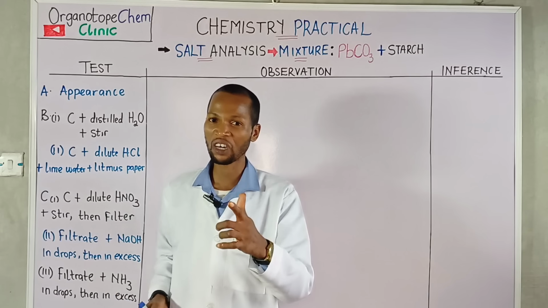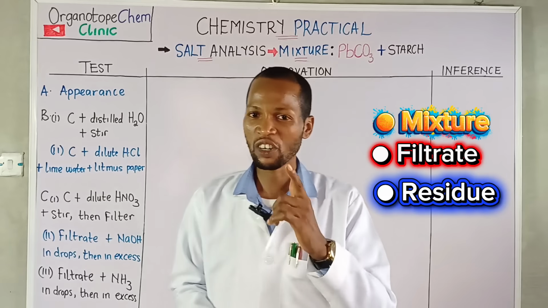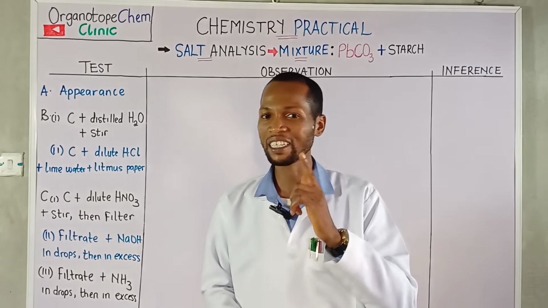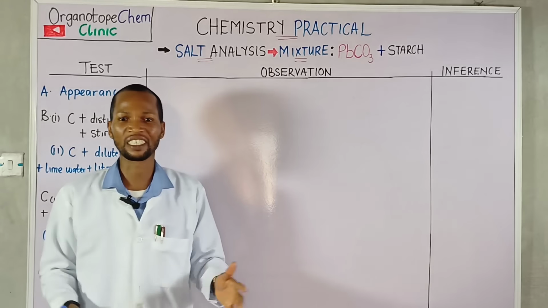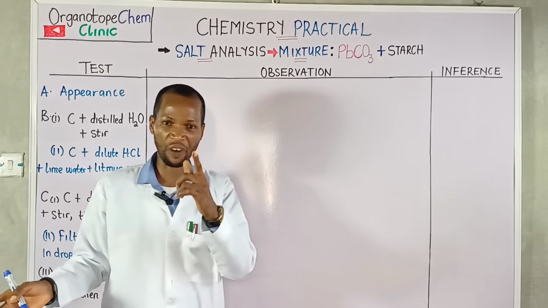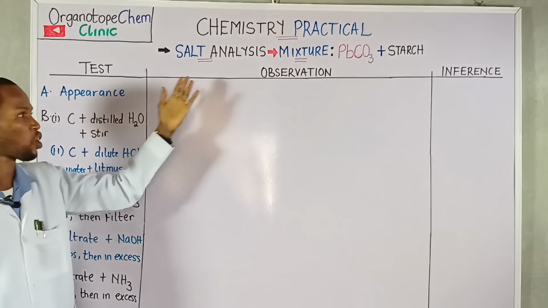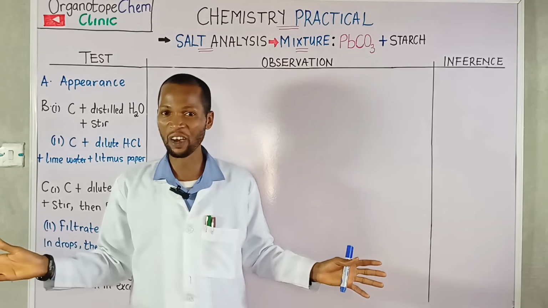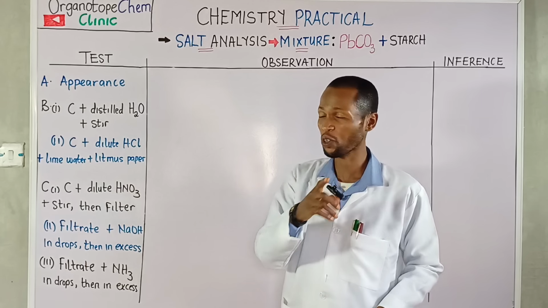In this video lesson, we will conduct tests on the mixture, the filtrate, the residue, the confirmatory test on the cation, which is the lead ion, and the anion, which is the carbonate ion, and starch identification. And we're also going to record the outcome of our experiment using the normal laboratory format, which is test, observation, and inference. So if you're preparing for WAEC, NECO, A-level, or any chemistry practical exam, this video is a must watch for you.